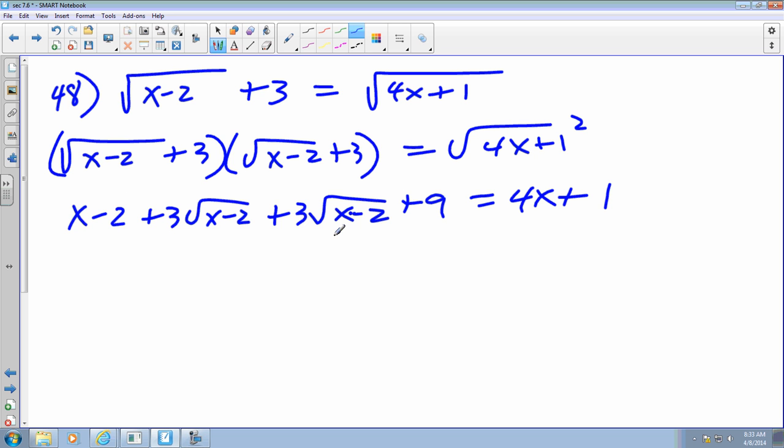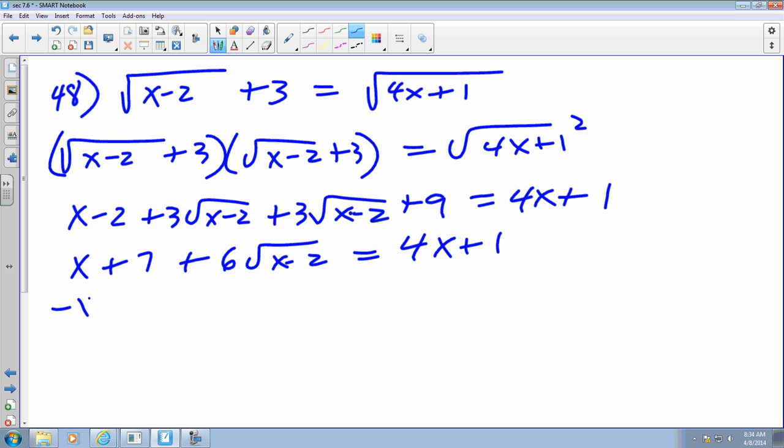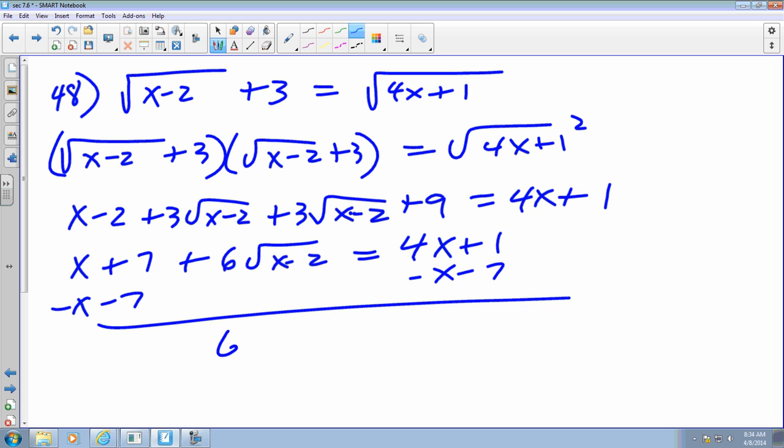Let's put our like terms together. I have an x, negative 2 and 9 gives me positive 7. 3 and 3 gives me 6 of these radicals. Let's minus my x and minus my 7, minus my x and my 7. On this side I get 6 square roots of x minus 2. On this side I get 3x minus 6.